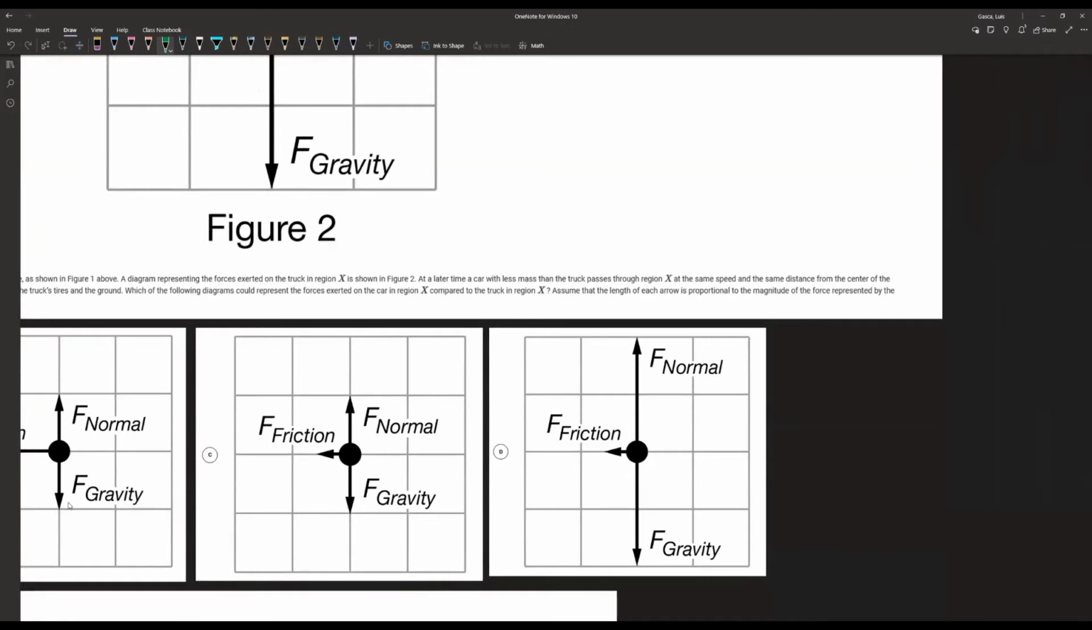At a later time, a car with less mass than the truck passes through region X at the same speed and the same distance from the center of the circular path.